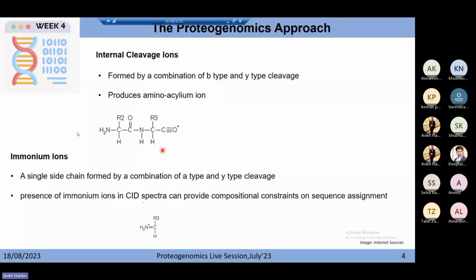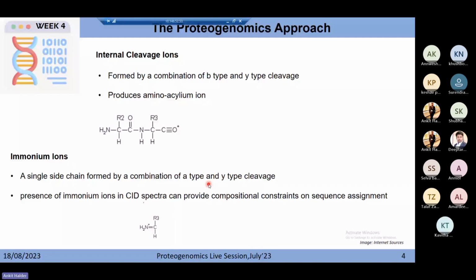Similarly, another type of ion is the immonium ion, which is a single side chain formed by a combination of A type and Y type. So one is your internal cleavage ion, which is formed by a combination of B type and Y type, and another is your A type and Y type.